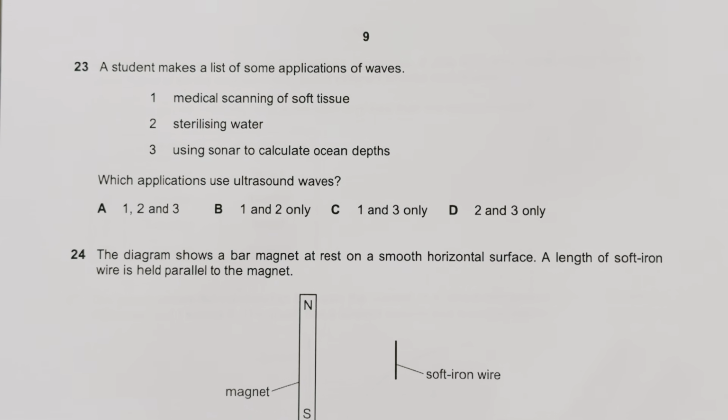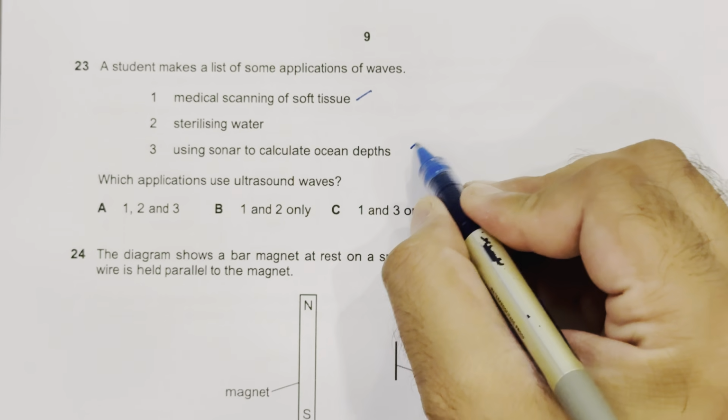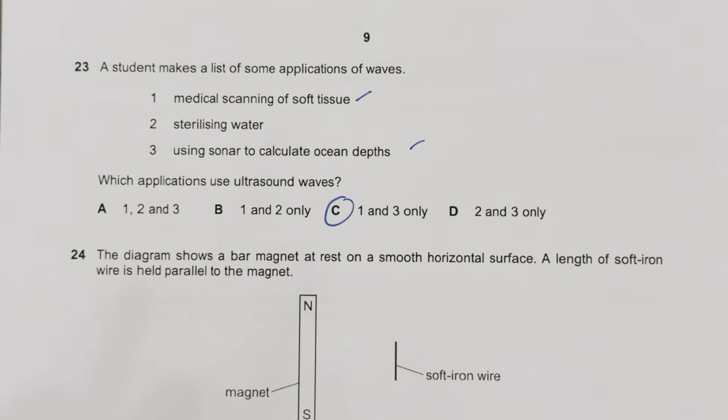Moving to question number 23. A student makes a list of the applications of waves: medical scanning of soft tissue, sterilizing water, using sonar to calculate ocean depth. Which applications use ultrasound? We know that it is used for the scanning of soft tissue and also used to calculate ocean depth. That's options number 1 and 3, which are correct. So option number C is the right answer.